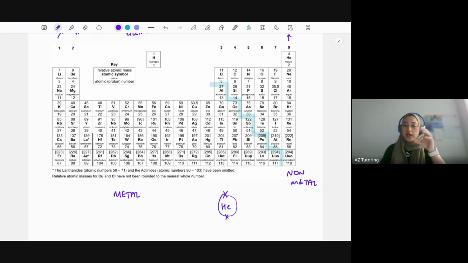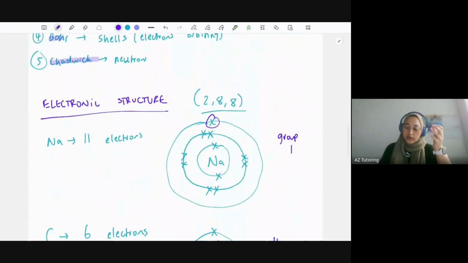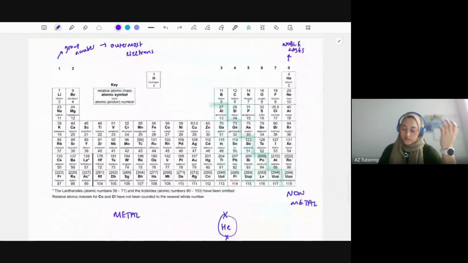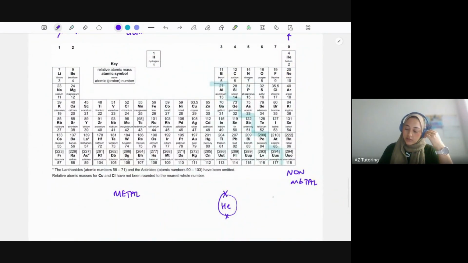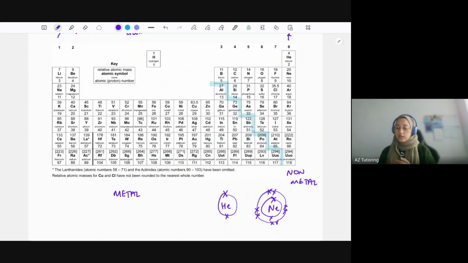So that's a full outer shell. It builds up the full first shell because 2 is the maximum that can go in the first shell. Okay, so that's a full outer shell. Let's look at neon. Neon's got 10 electrons, meaning it's got 2 in its first shell, and then it's got 8. So 1, 2, 3, 4, 5, 6, 7, 8. So full outer shell, and it's got 8 in its full outer shell.